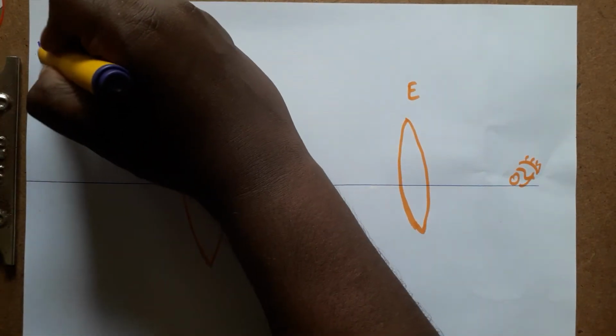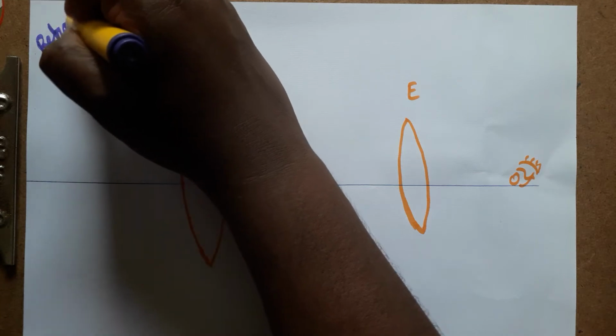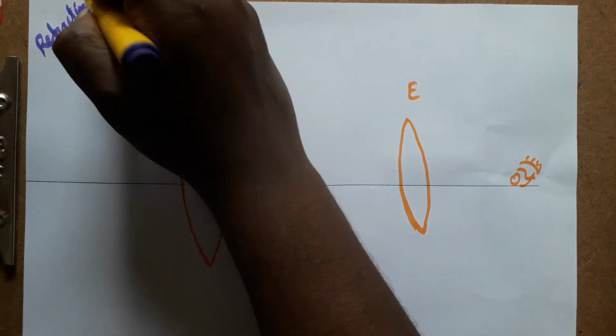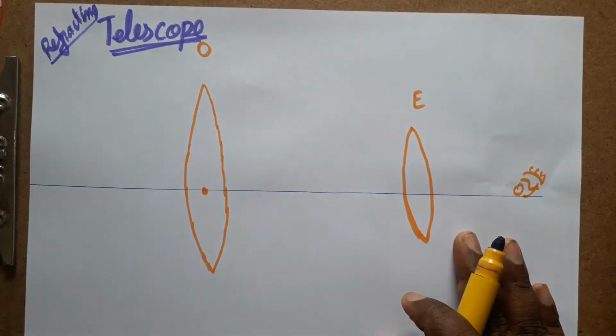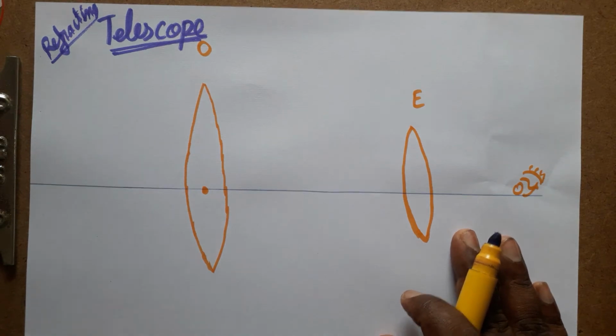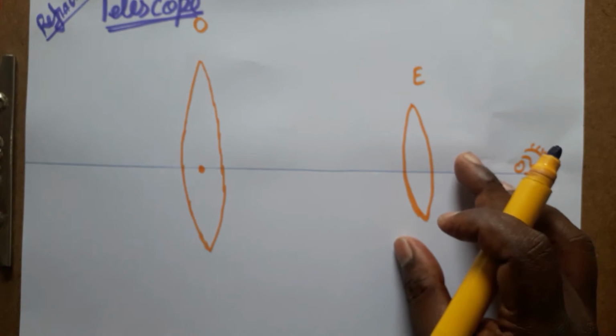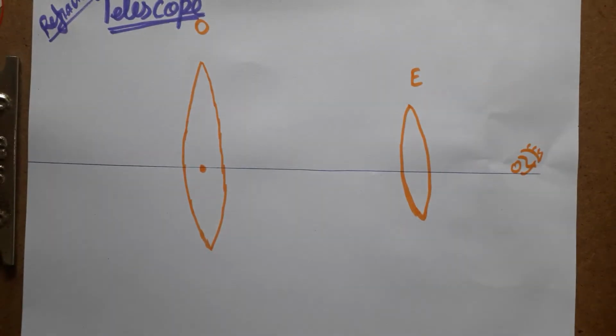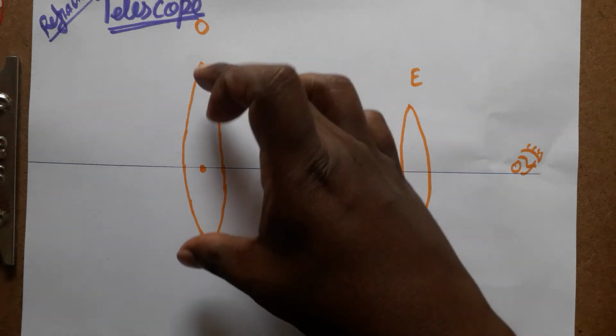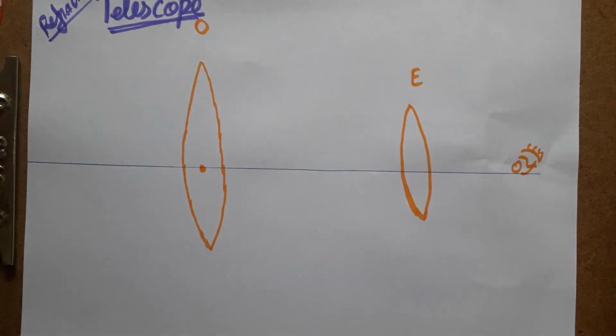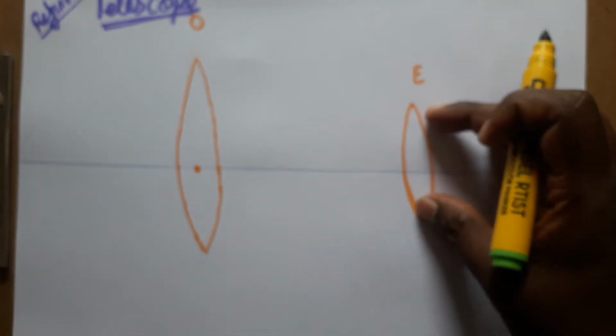A refracting telescope requires lenses, while a reflecting telescope requires mirrors. Now we are doing a refracting telescope. We need two lenses: one is the objective lens, another one is the eye lens. In this case the objective lens is bigger than the eye lens, because the field of view will be more when we are using the telescope. That is the reason the objective lens is bigger than the eye lens.